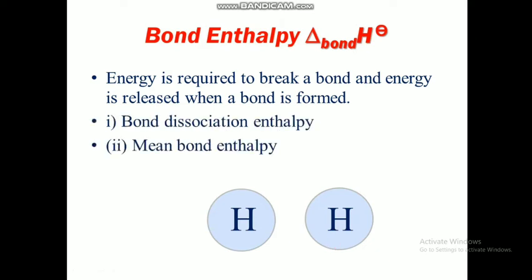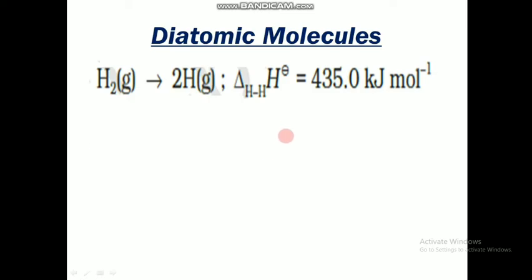So we have two terms here related to bond enthalpy, and we will be dealing more with the first kind of energy, which is the energy required to break the bond. And we have two terms, which are bond dissociation enthalpy and mean bond enthalpy. First, we will be discussing bond dissociation enthalpy. The bond dissociation enthalpy is told for diatomic molecules. This example we have seen earlier.